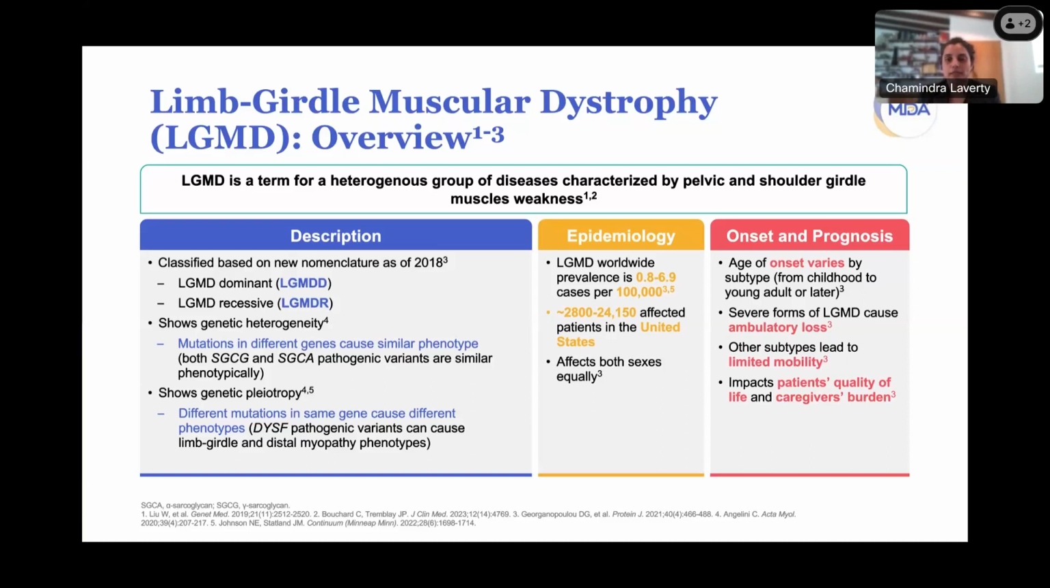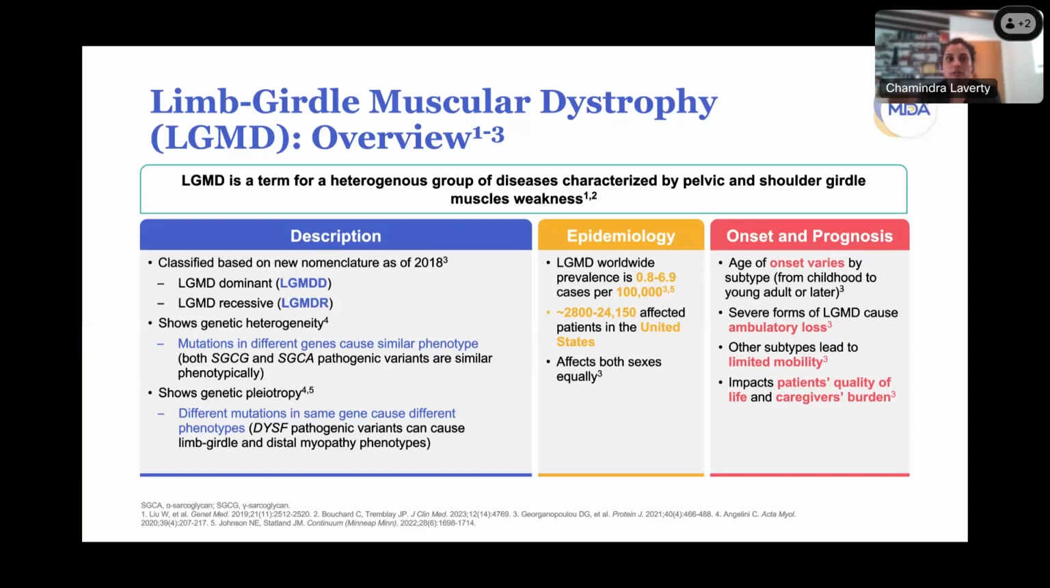limb-girdle muscular dystrophy has a higher prevalence in Japan. You can kind of tell based on the name. So there are certain types of limb-girdle muscular dystrophy that happen in higher prevalence in certain parts of the globe. Both sexes are affected equally. These are typically autosomal diseases. The onset of weakness varies considerably. It can be as young as childhood and as old as a middle-aged adult, roughly 50 years of age.